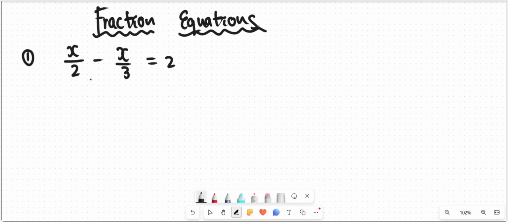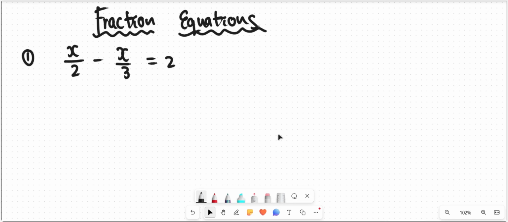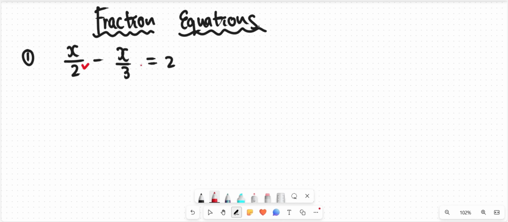We're given x divided by 2 minus x divided by 3 is equal to 2. So how do we go about solving this? First thing is we need to establish what the lowest common denominator is. So looking at this expression, I see two denominators. I see the denominator of 2, I see the denominator of 3. Can those guys divide into each other?